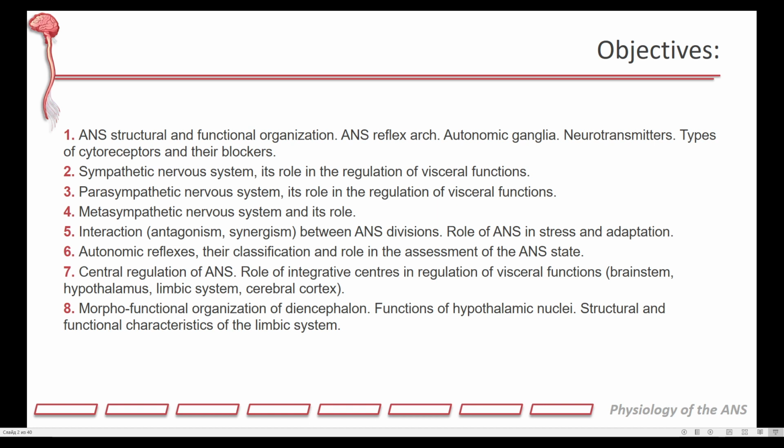We will mention the role of ANS in stress and adaptation. I will give you examples of autonomic reflexes, and we will discuss the hierarchy in ANS regulation of higher structures. We will also talk about structure of the diencephalon with the main focus on the hypothalamic functions.